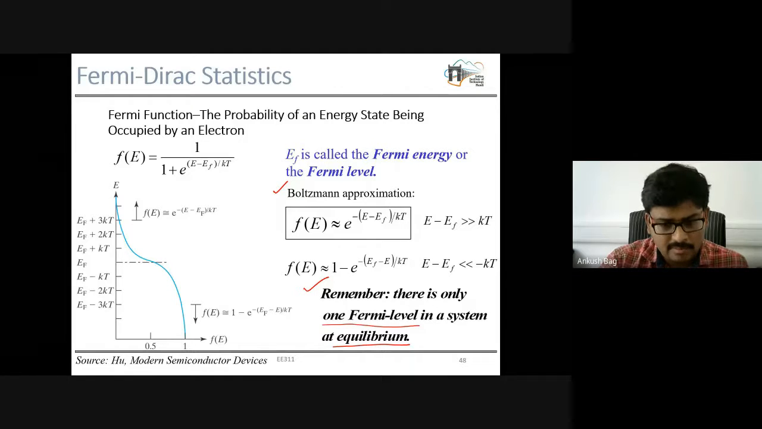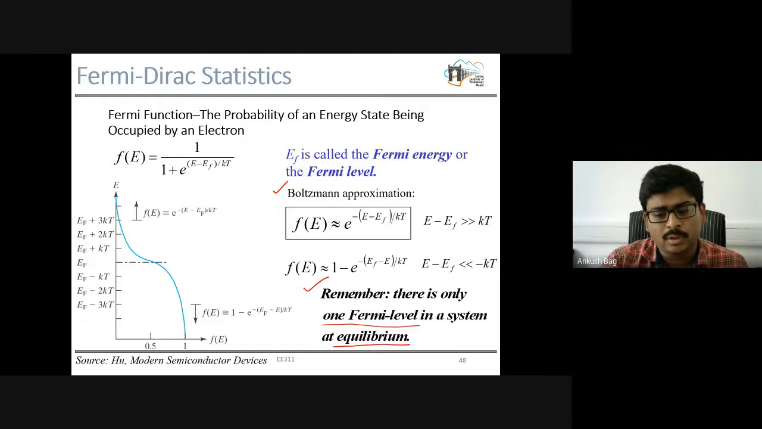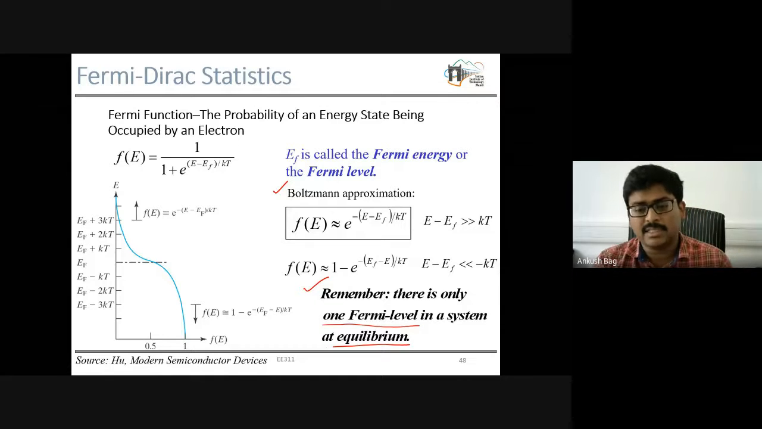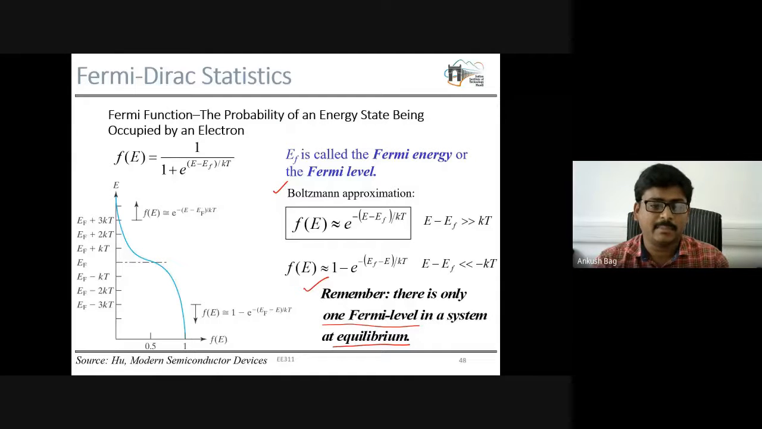But if our semiconductor is at equilibrium, then there will be only one Fermi level throughout the system. There will be no difference in the Fermi level if it is under equilibrium. That means if the semiconductor is only at some certain temperature without any external energy.